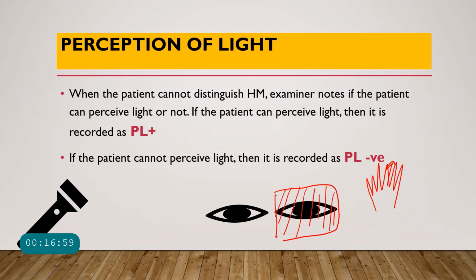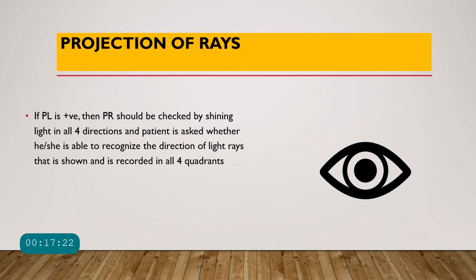Here it's often advisable to use the brightest source of light, and it is usually said that the light coming from the indirect ophthalmoscope is the brightest source that you can use for testing the perception of light. If the patient is able to perceive the light, he is given PL positive, and if the patient cannot perceive the light, then it is recorded as PL negative, that is, perception of light negative.